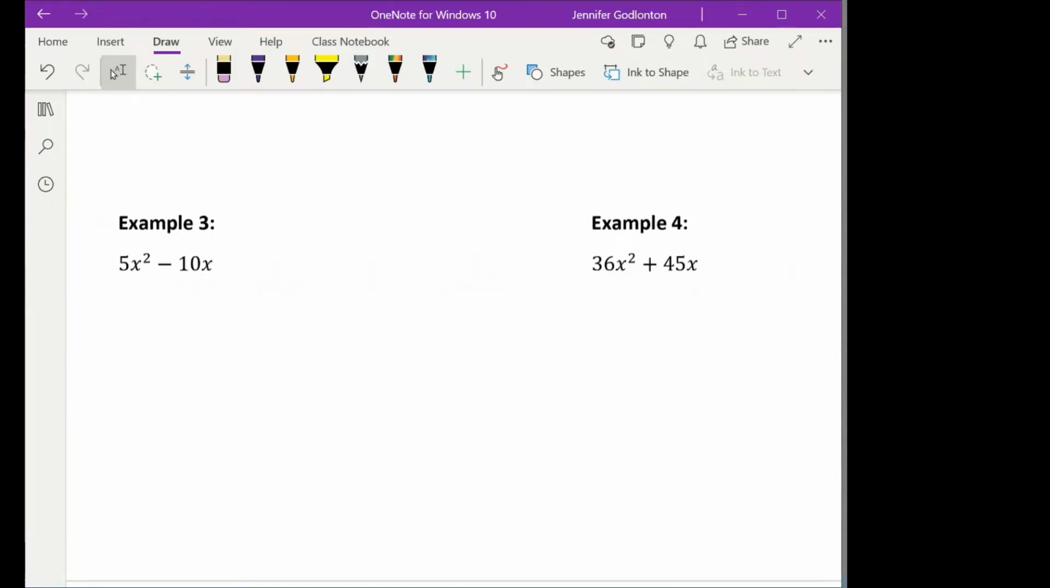Ma'am, can I try example 3? Yes, you know I love you trying. Tell me what I can write for example 3. The highest common factor I got was 5x. Beautiful. And then open bracket, I put another x. Good. Minus 2. Good. Well done.